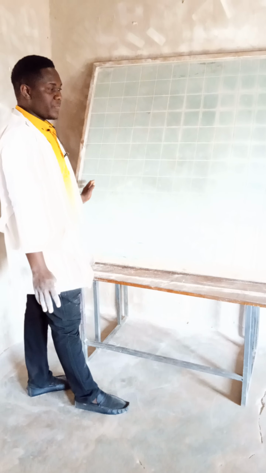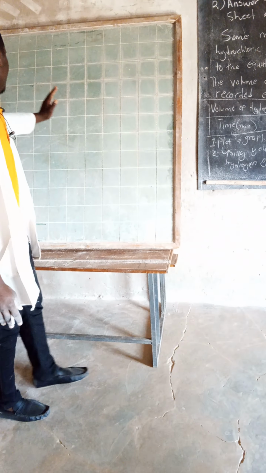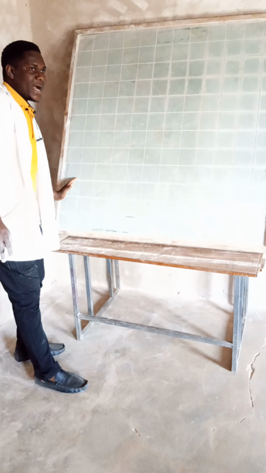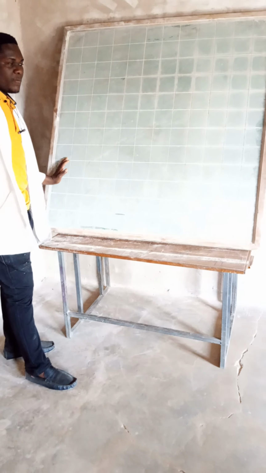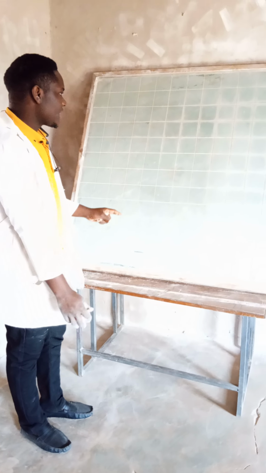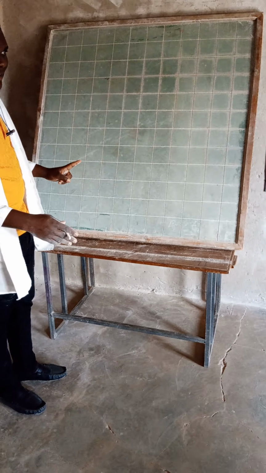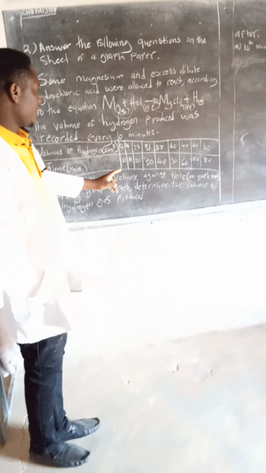If it was mass, here we would have put mass. Since it is volume, here we are putting volume. So this is what we are going to do. I told you that in the x-axis we are putting time. So when you look at this, let the camera show the people.